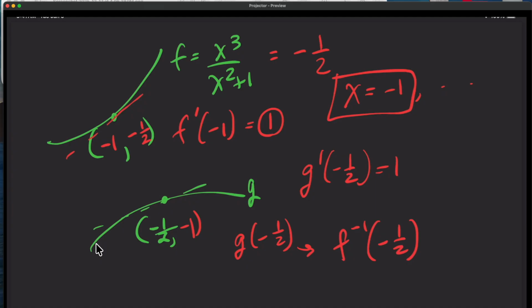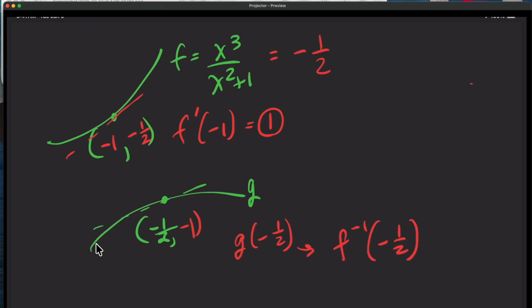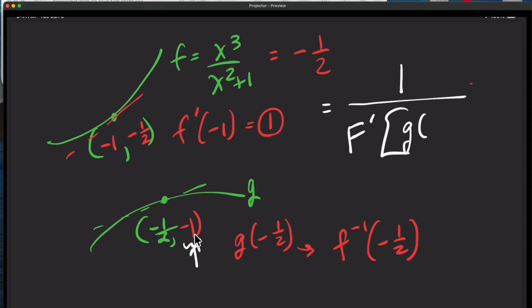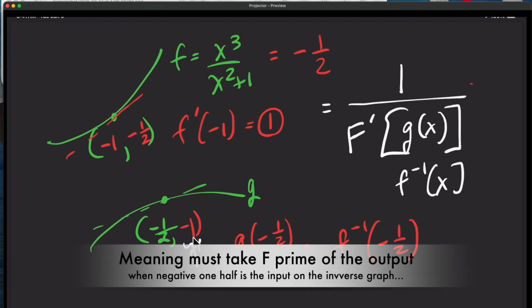Now again, folks, you'll see this in fancy formulas. And the formulas all come down to putting this output on the inverse function into the derivative. All the formulas have it like so. They have f prime of the output on the inverse graph. So some of them will have g of x. Some of them will have an inverse of x. So in this case, these would both be negative 1 half.